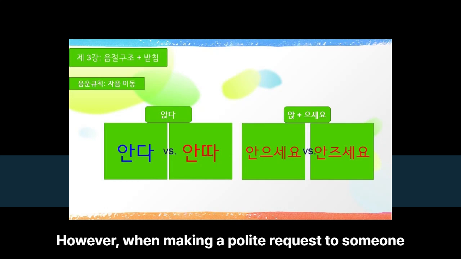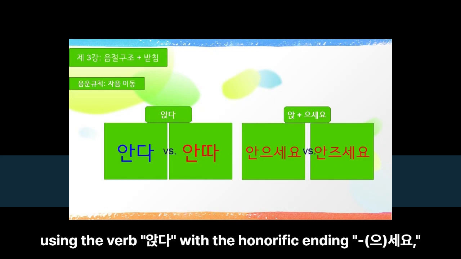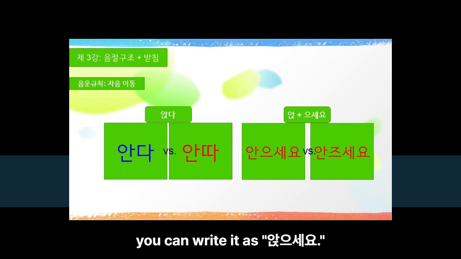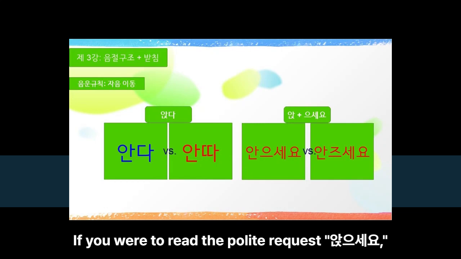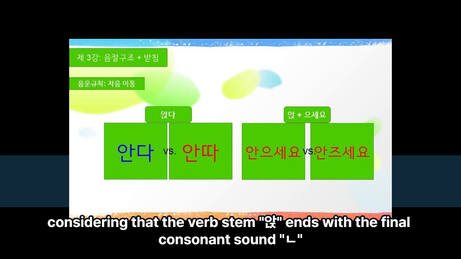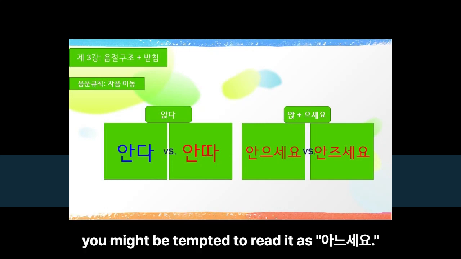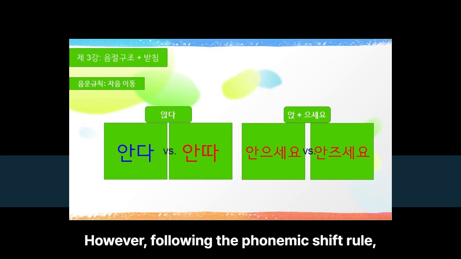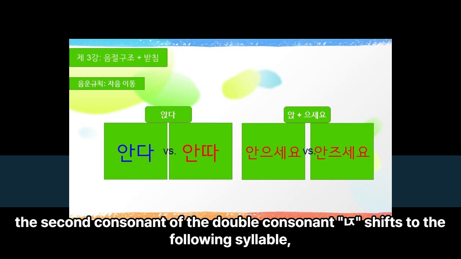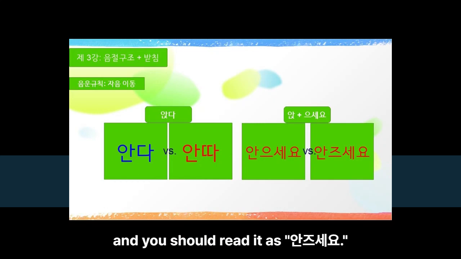However, when making a polite request to someone using the verb anta with the honorific ending euseo, you can write it as anshueseo. If you were to read the polite request anshueseo, considering that the verb stem on ends with the final consonant sound neun, you might be tempted to read it as anueseo. However, following the phonemic shift rule, the second consonant of the double consonant, neunjiut, shifts to the following syllable, and you should read it as anshueseo.